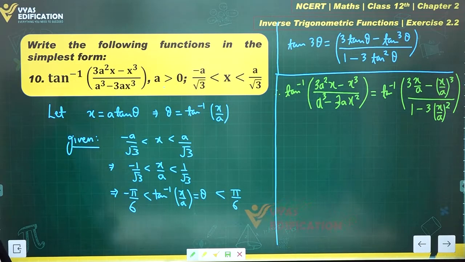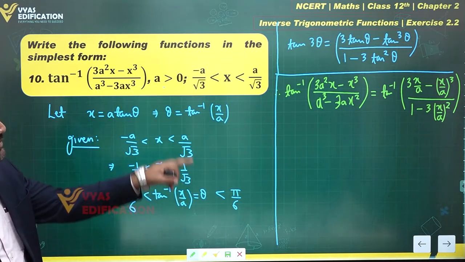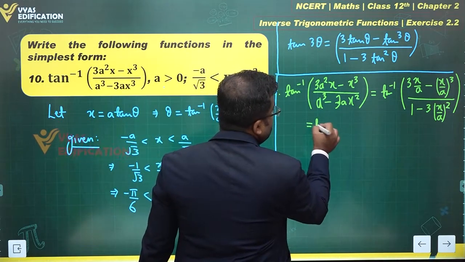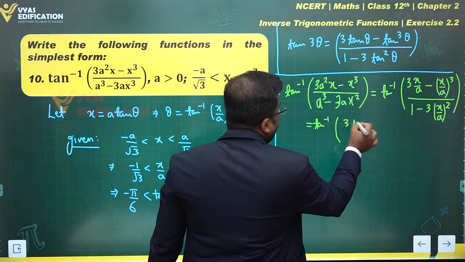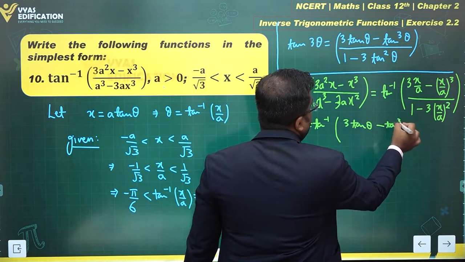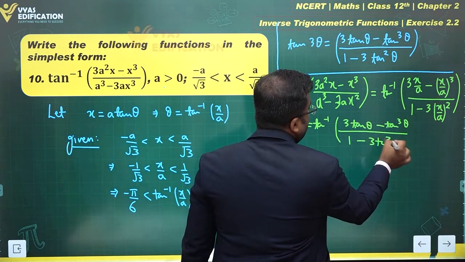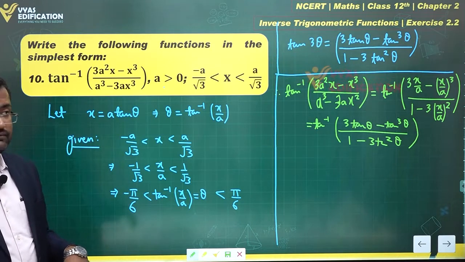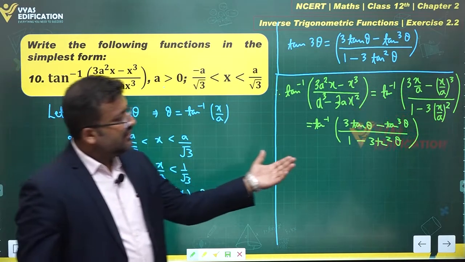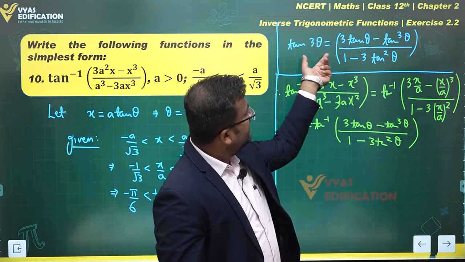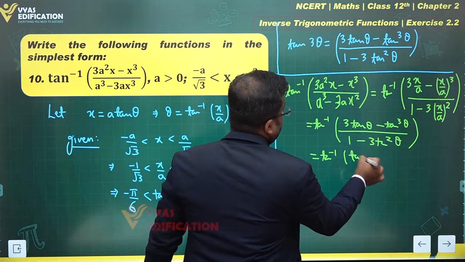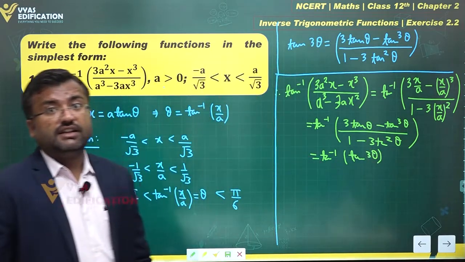3 times x by a minus x by a whole cube upon 1 minus 3 times x by a whole square. And this looks pretty similar to that one where x by a can be further substituted as tan theta. We have done that, right? So this is tan inverse 3 tan theta minus tan cube theta over 1 minus 3 tan square theta, since x by a is tan theta. What is this equal to? This equals tan 3 theta. Yes. So this becomes tan inverse tan 3 theta.